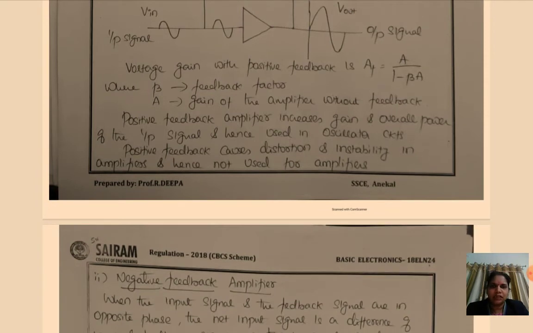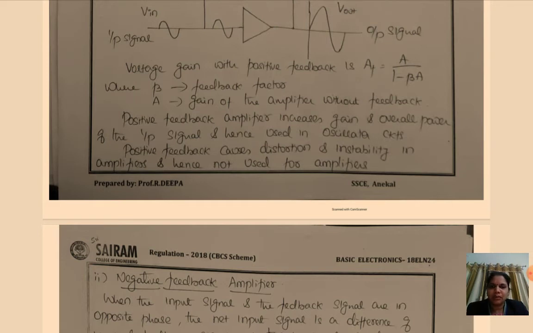If you see the advantages of the positive feedback amplifier, the gain is increased, and also the overall power of the input signal is increased, hence it is used in oscillator circuits. What are the disadvantages of a positive feedback amplifier? It causes distortion and instability in amplifiers, and hence it is not used for amplifiers.